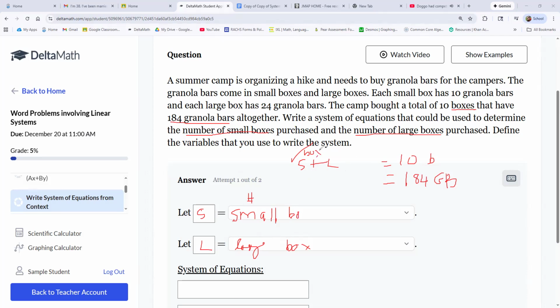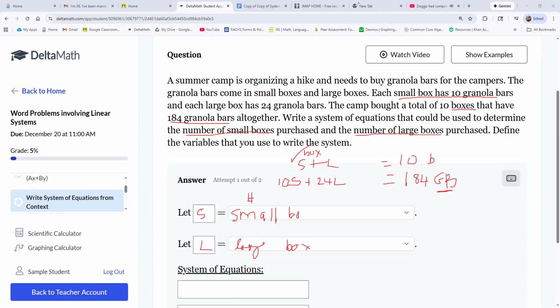Now my second equation, I need granola bars. In order to convert these small boxes into granola bars, we need a conversion factor. And they're telling us one small box has 10 granola bars. So we go 10, there's 10 in each small box, and then there's 24 in each large box. Now, if we want to, we can also analyze the units. This has granola bars, so when we multiply these together, we should get granola bars, and when we multiply these together, we should get granola bars. But anyway, those are our two equations.